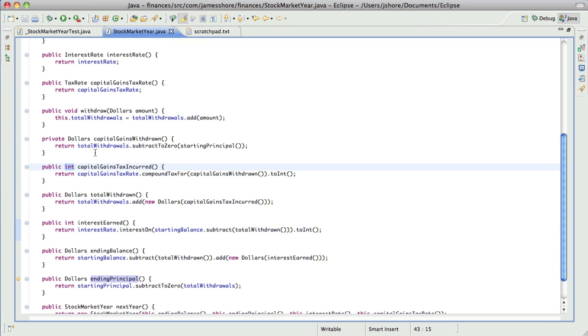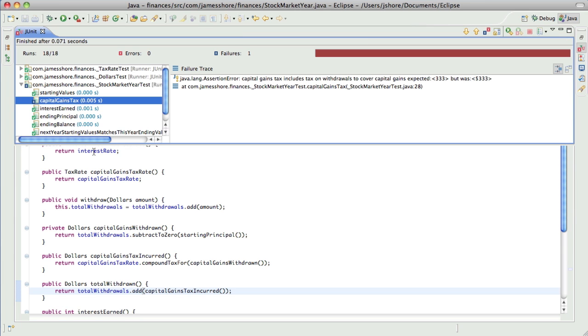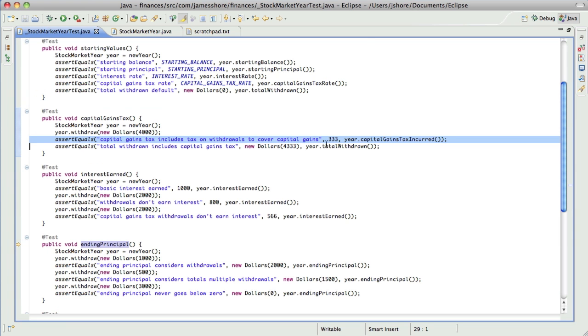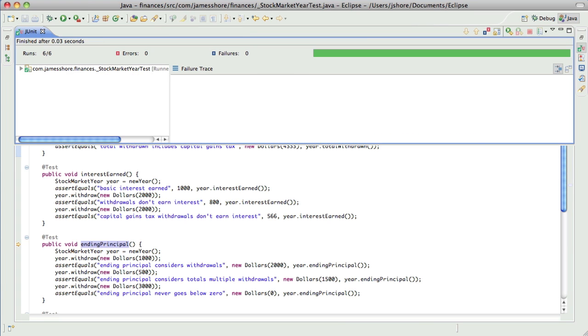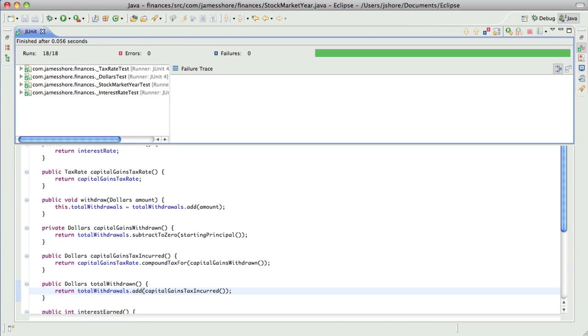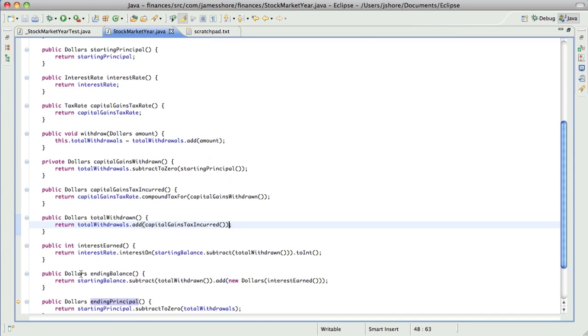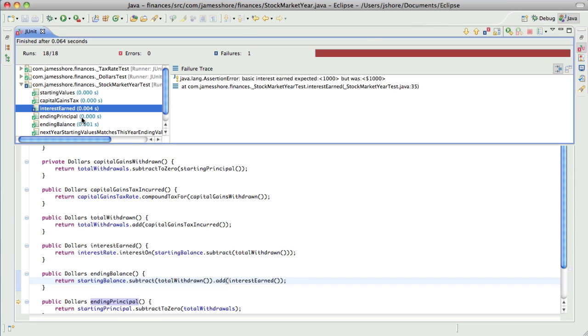Can I make it? Maybe. Let's see what we can see. That's going to cause that to fail. Test should fail now. Yep. Okay. And interest earned is now going to be dollars. Failure.